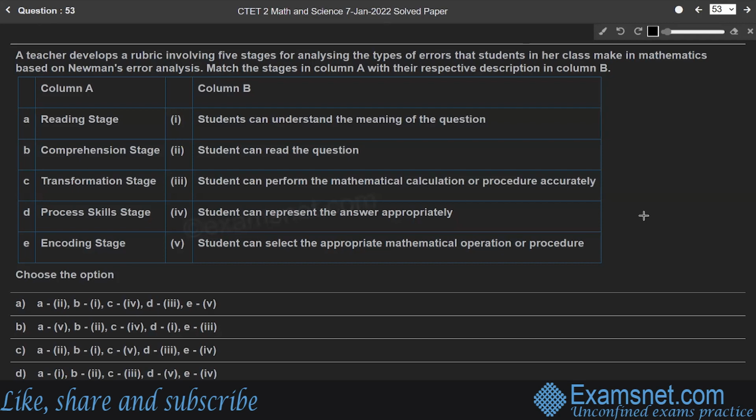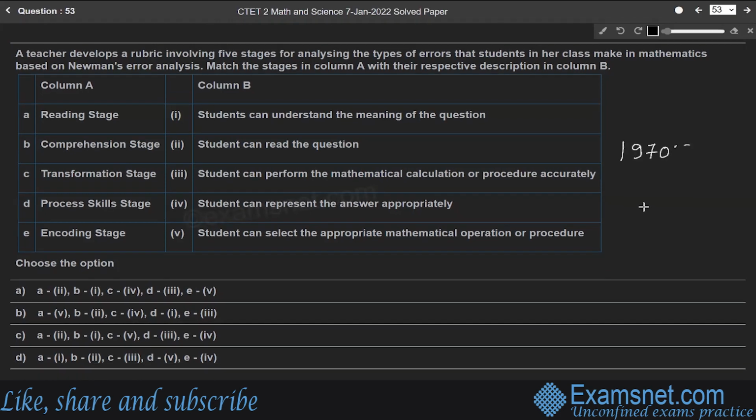Question 53. A teacher develops a rubric involving 5 stages for analyzing the types of errors that students in her class make in mathematics based on Newman's error analysis. Match the stages in column A with their respective description in column B. Here, Newman's error analysis arose from research into language issues in maths in the 1970s. So the theory states that there are 5 stages that a student goes through to solve a word problem in mathematics. So student goes through 5 stages while solving a word problem in mathematics.